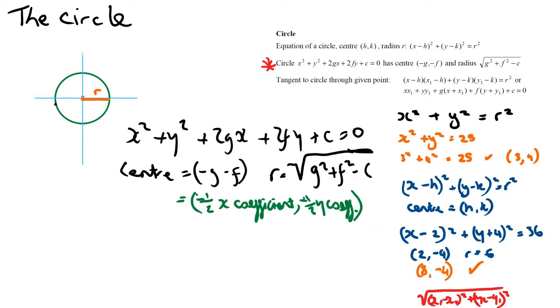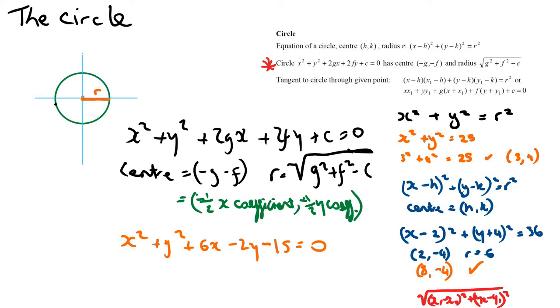So for example, if this was our circle, x squared plus y squared plus 6x minus 2y minus 15 equals 0, any point, any x and y value, that satisfied this equation would be on the circle. But to work out some other information, we could look at the center.